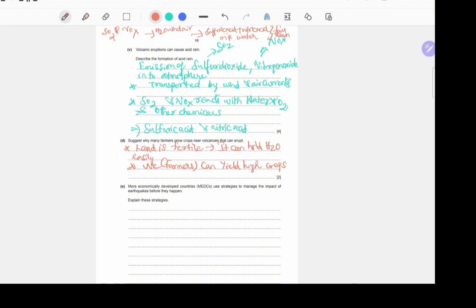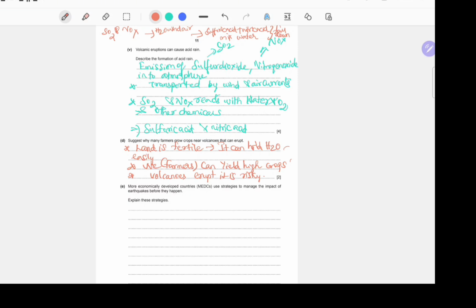And one more thing is, the only problem is that it may erupt, which is risky. Sometimes if the volcano erupts, it's risky. That's all, only one disadvantage I can mention here. Other things are good. Okay, third question.